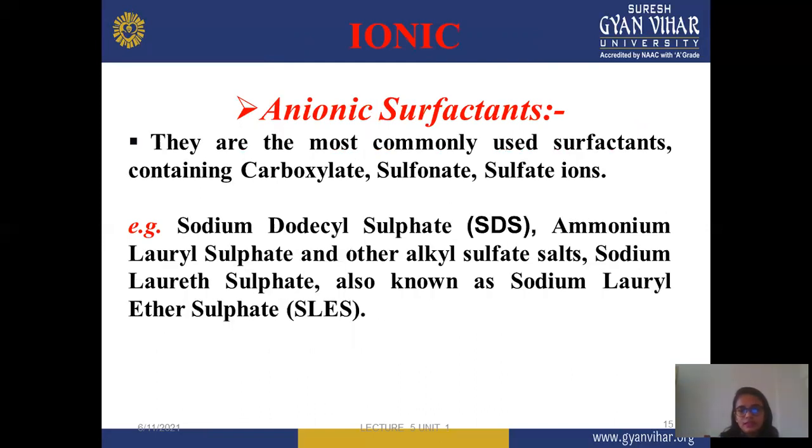Next, the second one is anionic surfactant, the most commonly used surfactants, containing carboxylate, sulfonate, and sulfate ions. In ionic class, first is cationic and second is anionic. In cationic we mainly use quaternary ammonium compounds, but in anionic we use carboxylates, sulfates, and other sulfate ions. Sodium dodecyl sulfate (SDS), ammonium lauryl sulfate, and other alkyl surfactants, and sodium lauryl ether sulfate (SLES), are examples of anionic surfactants that are majorly used. According to your drug formulation, you can select any one or a combination of surfactants.